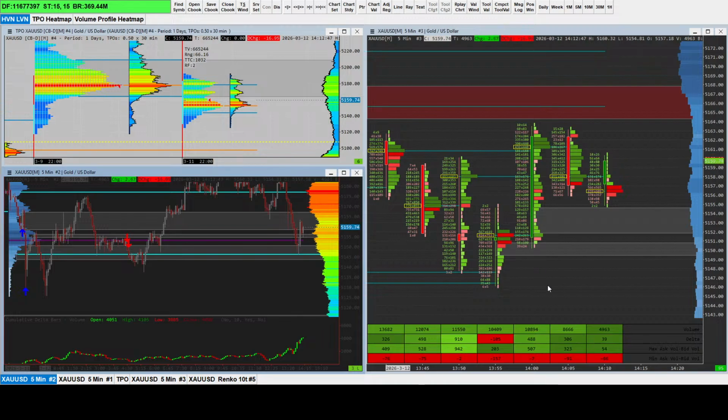There you go. Keep going. Off till 35. Or it's still 35. So 5170. Okay, cool. Come on, blow right through. Blow right through. Come on.